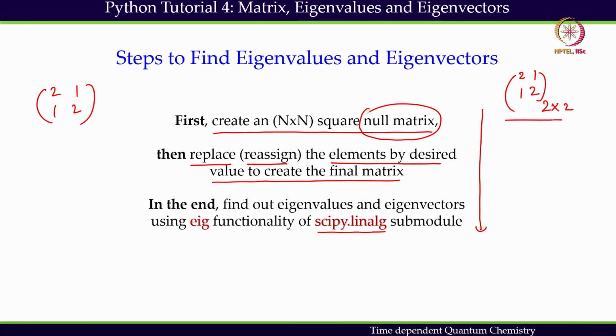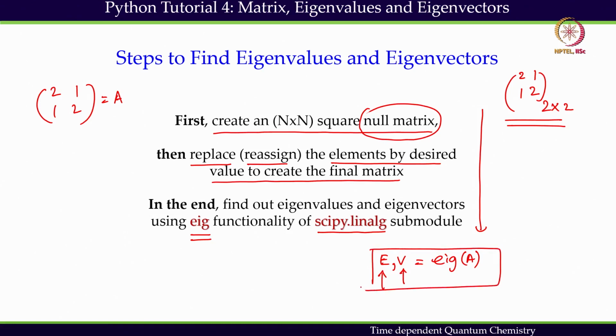And then once we have constructed the desired matrix, we can find out the eigenvalues and eigenvectors by simply using the EIG functionality. In EIG functionality, we can just simply write down EIG within brackets. If I name this matrix, the array, to be A, then I will get this: E comma V, the energies, or eigenvalues, and the eigenvectors will be given within this construct. It's a very simple way to do.